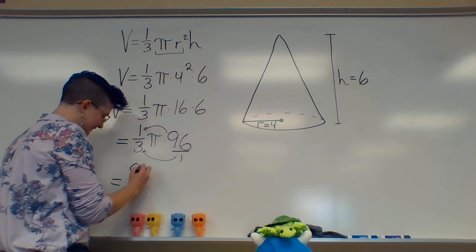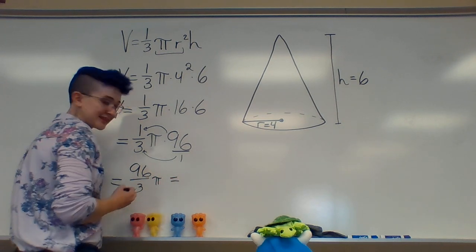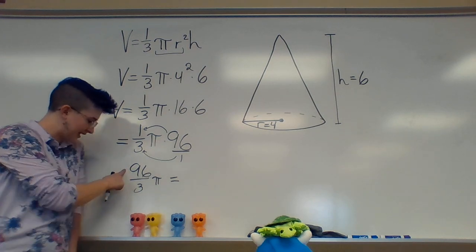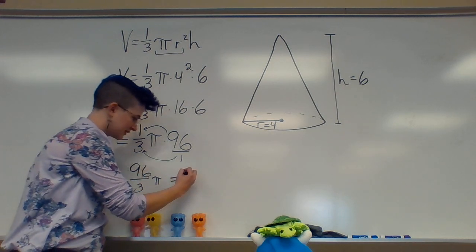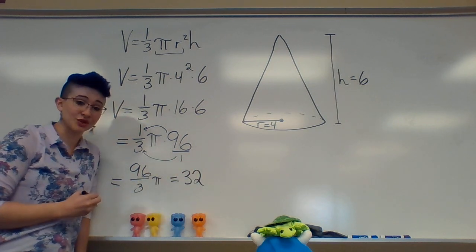So we have 96 over 3 pi. 96 divided by 3, I can actually do this one in my head. 9 divided by 3 is 3. 6 divided by 3 is 2, which means that it's 32 pi.